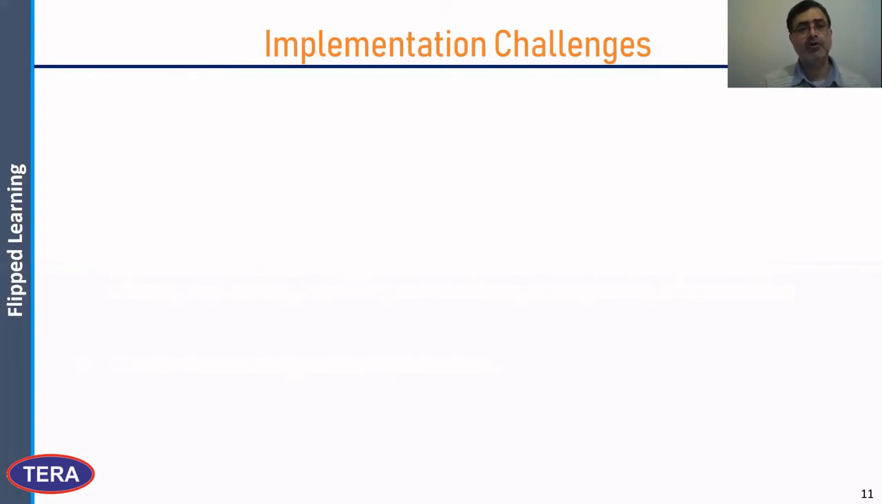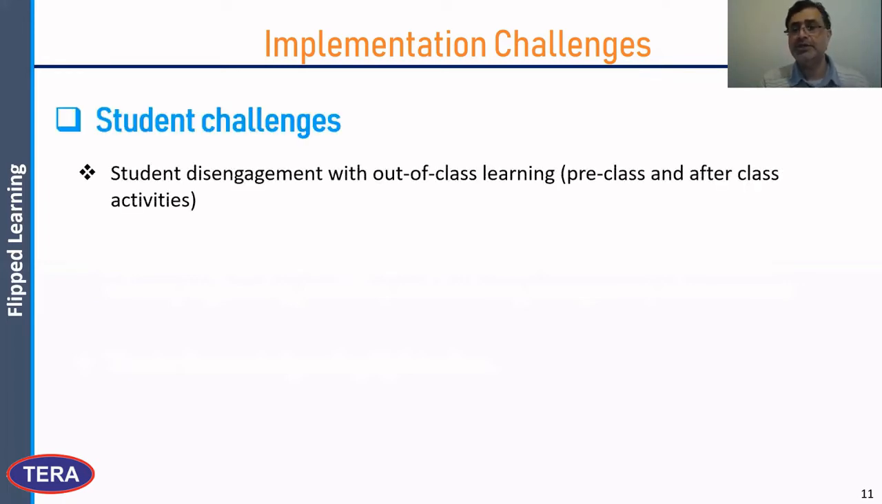Those challenges can broadly be classified as student-related challenges. Under this, student disengagement is one of the biggest problems or issues related to the successful implementation of flipped learning. Students' disengagement is a major blow to successful implementation. Flipped learning is all about student involvement. Active student participation is needed in flipped learning.